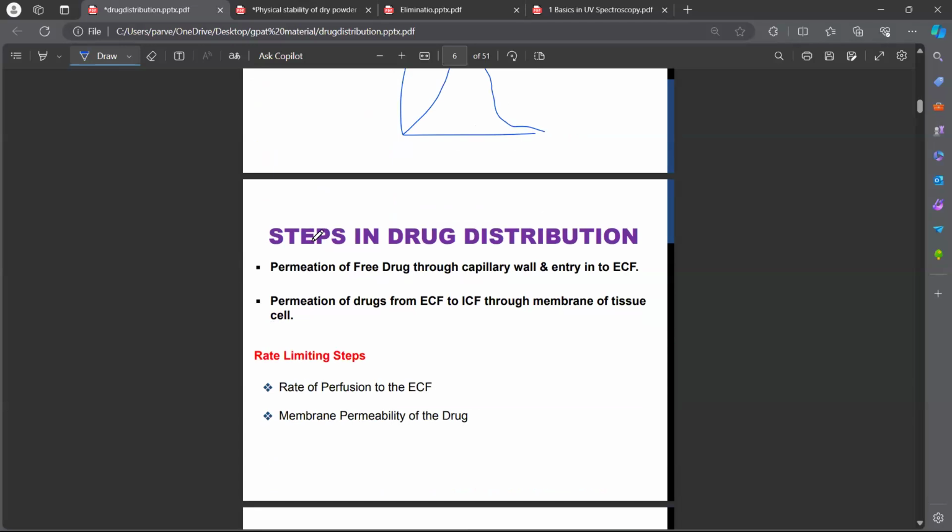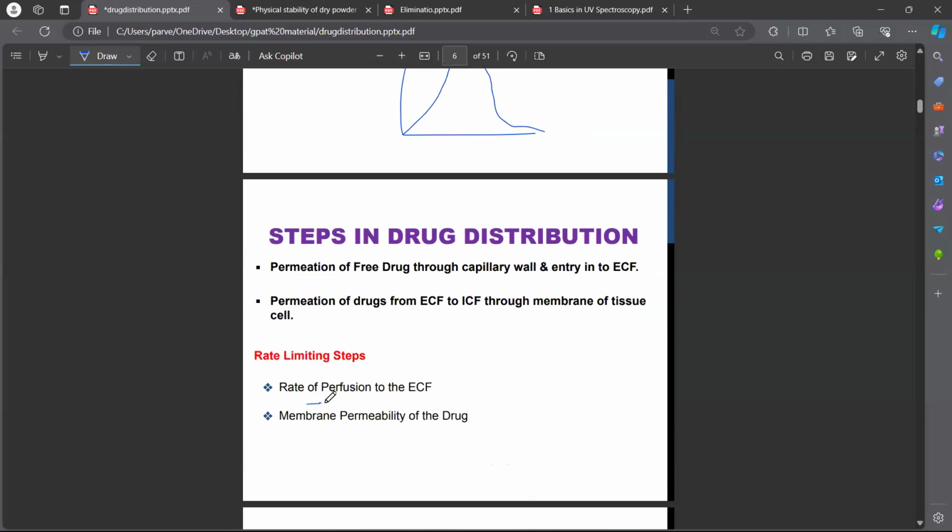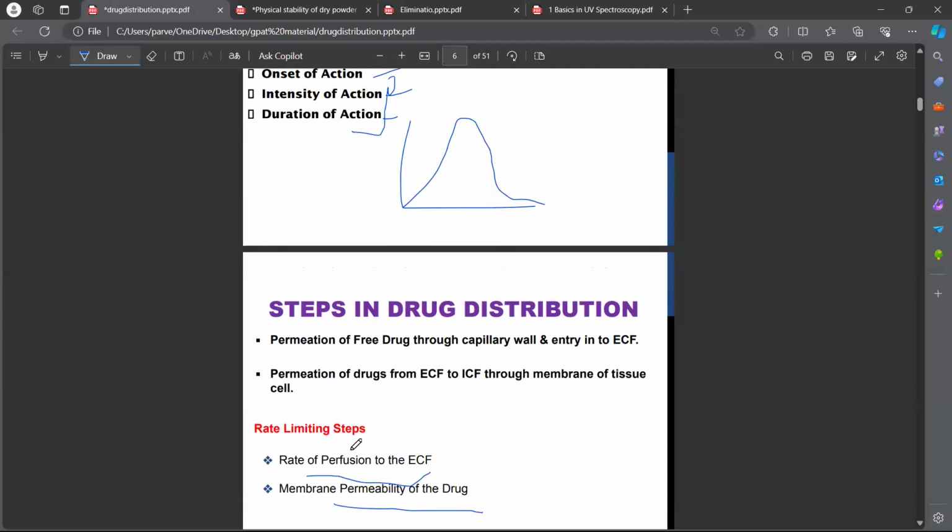So, steps in drug distribution. For an organ to receive a drug, two main factors influence it: the blood flow to the organ, and the rate of permeation of the drug to the extravascular tissues, which is the membrane permeability of the drug. These are the two main rate limiting steps, the slower or rate determining steps, in distribution.